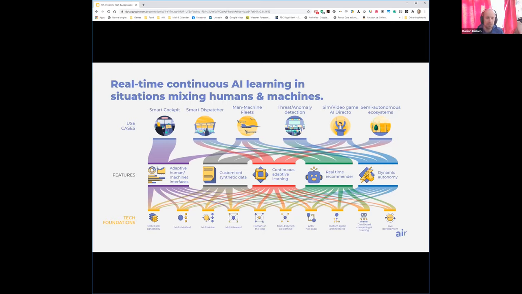And so today we're using that really in six domains, anything that touches the notion of smart cockpit.